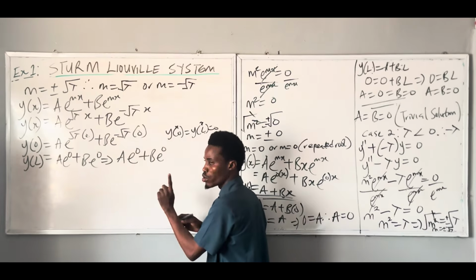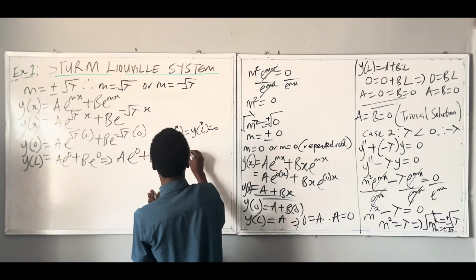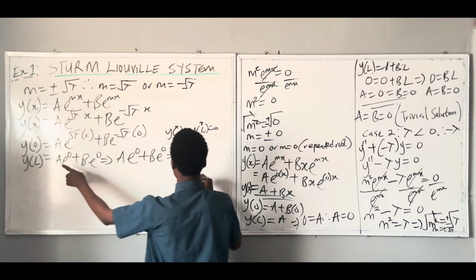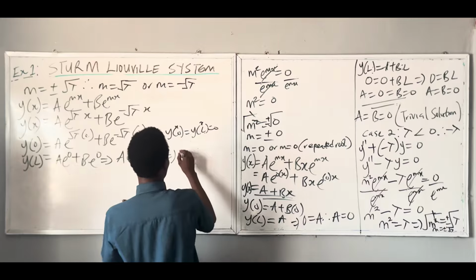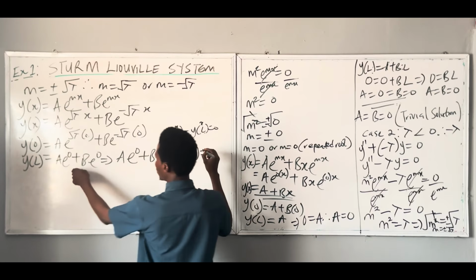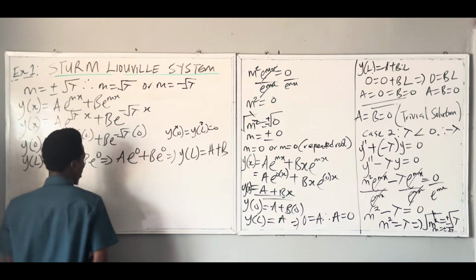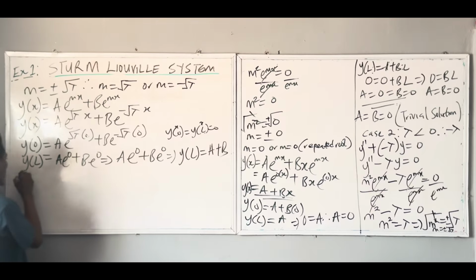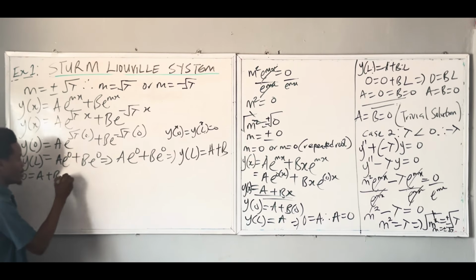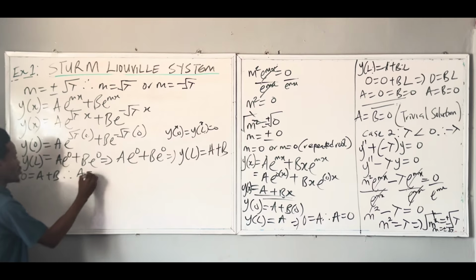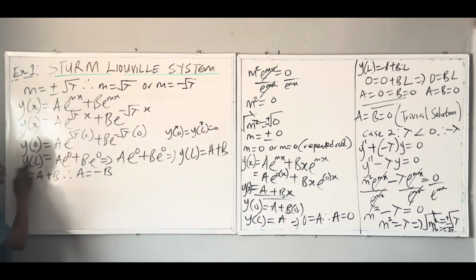Anything to the power 0 is 1. So my answer will now be a plus b. Remember that my y of n is already 0. So I'm going to have 0 is equal to a plus b. So my a should be minus b. I take b to the left hand side. So a is equal to minus b.